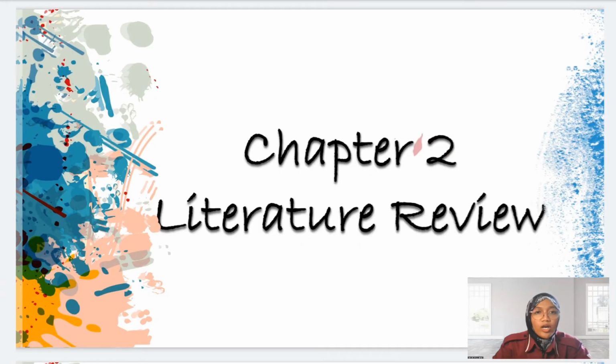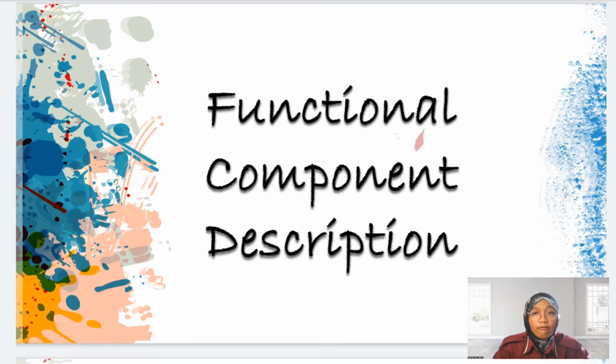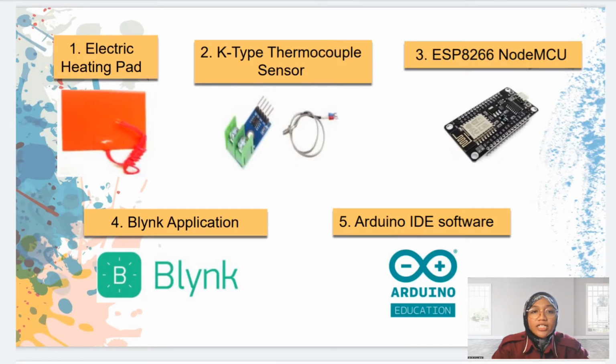In Chapter 2, I will explain the functionality of 5 components that I use for my project. First, the electric heating pad. For this project, a variety of electric heating pads with various data specifications will be used. Cotton, metal, and silicone materials are among them.